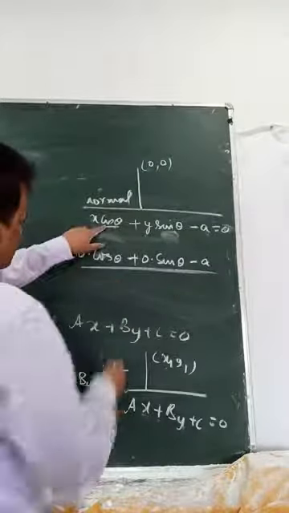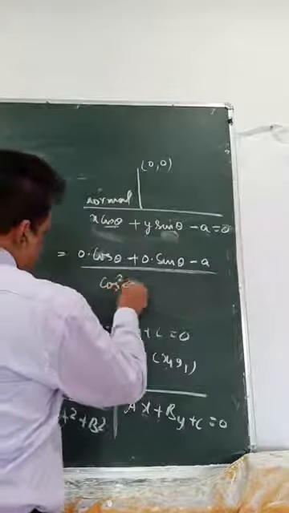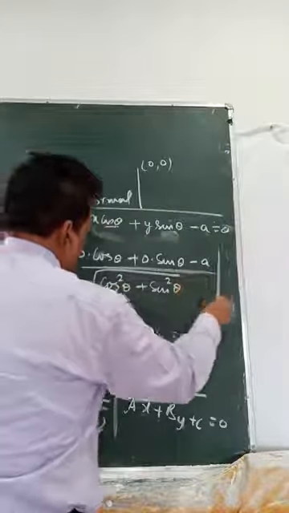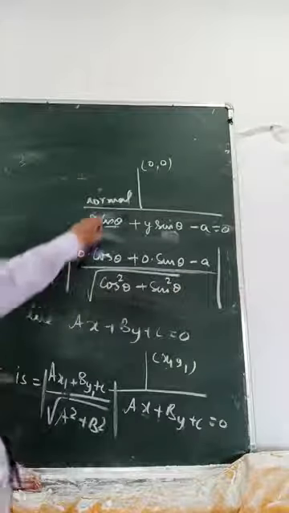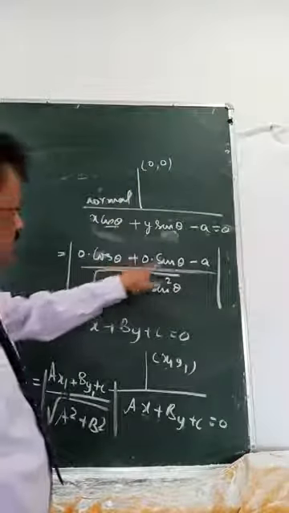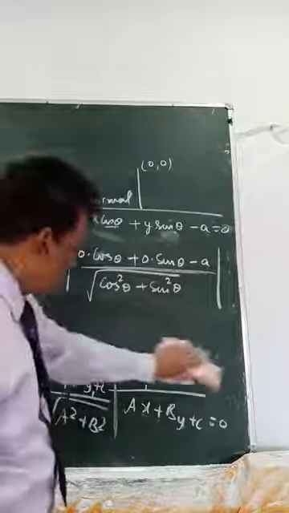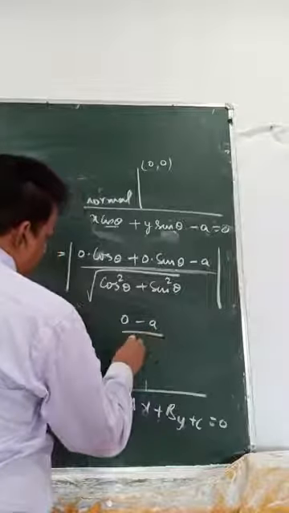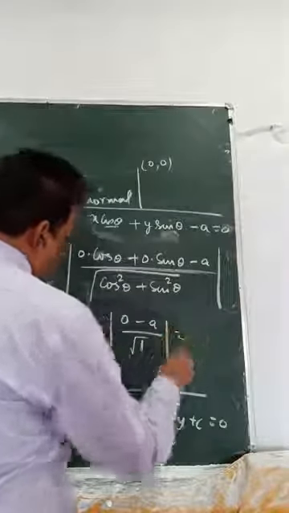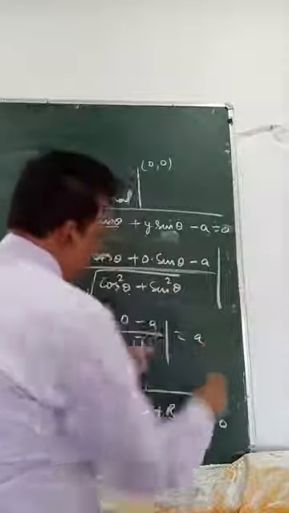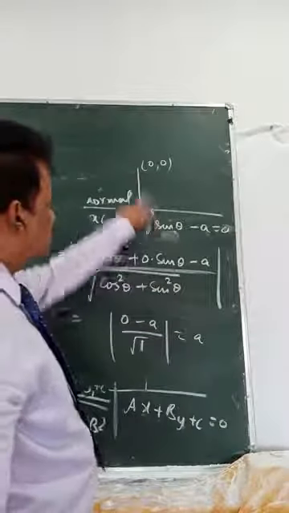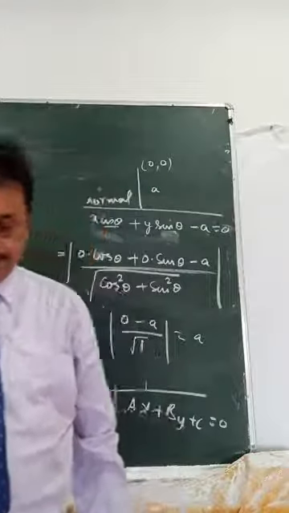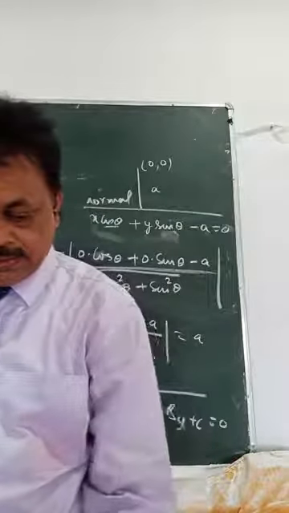What is a? Now cos square theta plus sin square theta root over, then a modulus. Modulus means the value should be positive. So this is the 0. So that is 0 minus a by 1 root over. Modulus of minus a is a, which is a constant distance. This distance became constant means a, no theta is there. So proved.